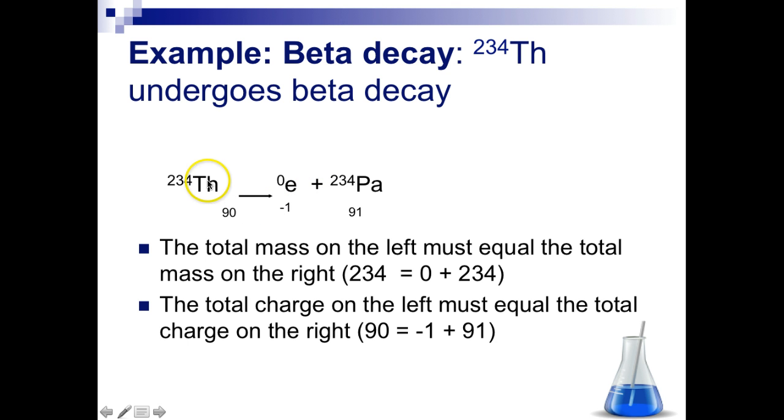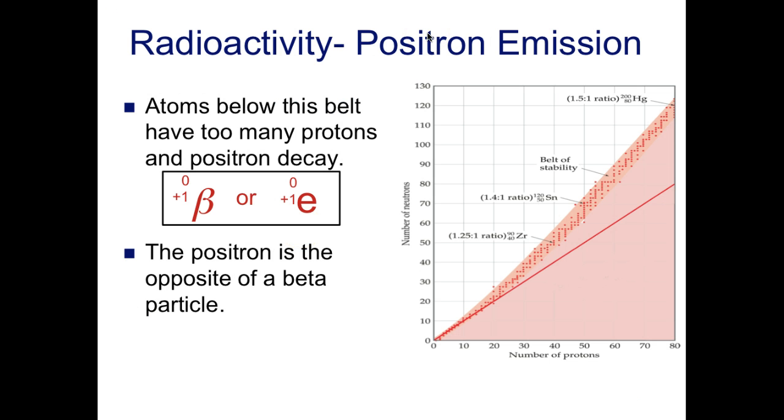Thallium had a number of protons of 90. So when it undergoes beta decay, it'll be -1 plus 91. When you do 91 minus 1, you get 90. So that's why everything is balanced here. Okay, so we've talked about beta.